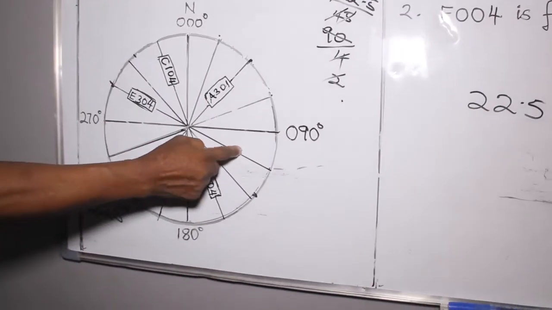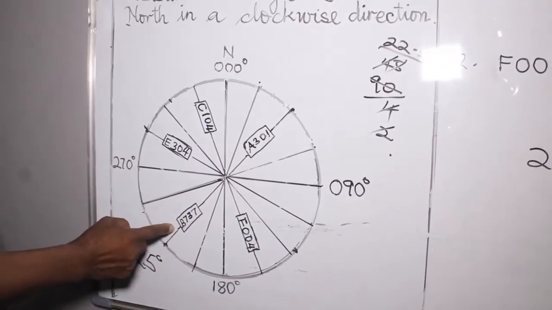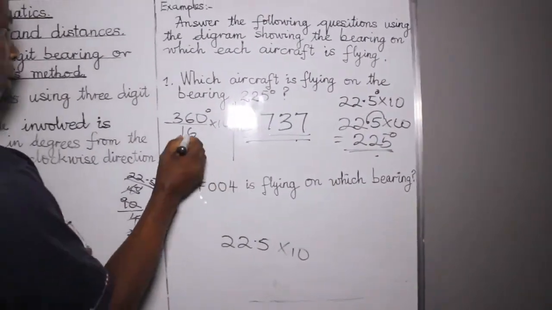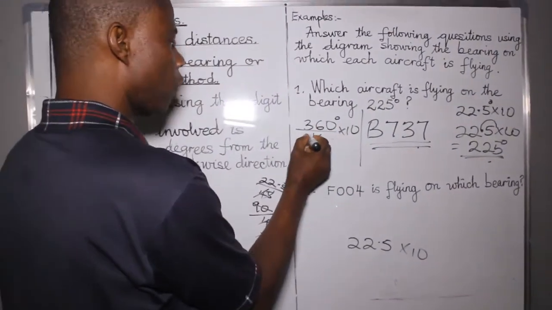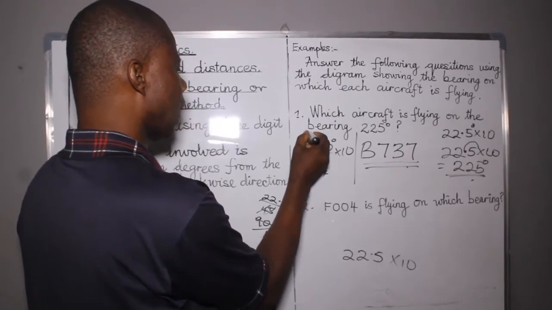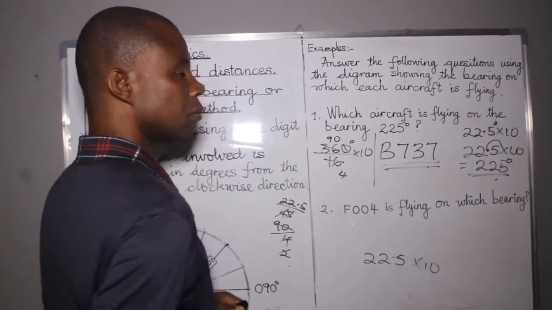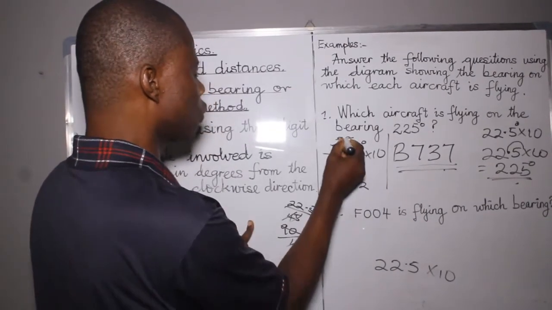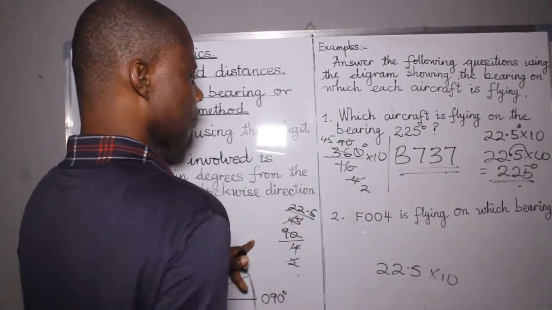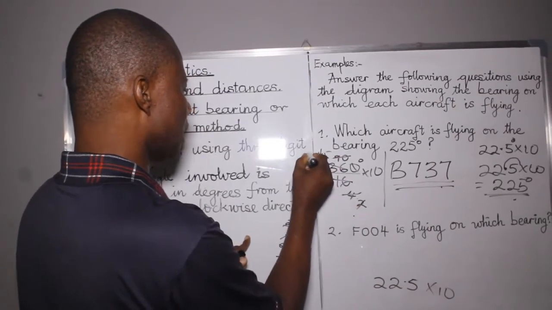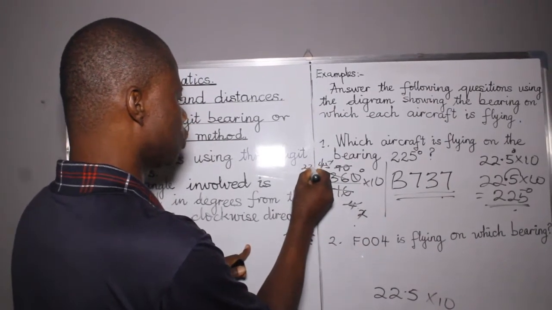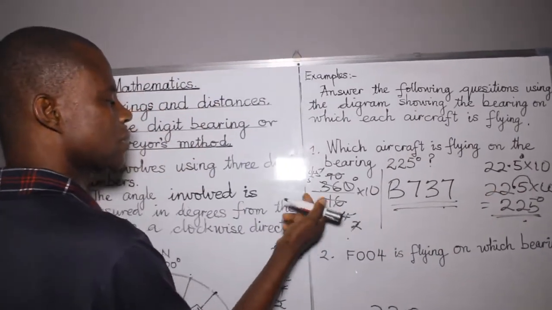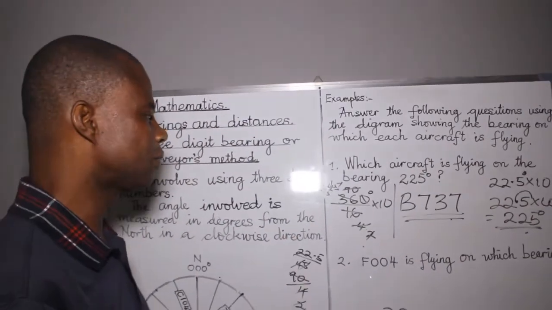1, 2, 3, 4, 5, 6, 7, 8, 9, 10. And that's B 737. We can also go through this. How? Let's take 4. 4 goes here, 4. 4 goes here, 9. 4 goes here, 0. Let's go further. 2 goes here, 2. 2 goes here, 45. Then 2 goes here, 1. 2 goes here, 2. 2 goes here, 2. Then 0.5. Multiply by 10, just as we did here, and that gives us 225 degrees.